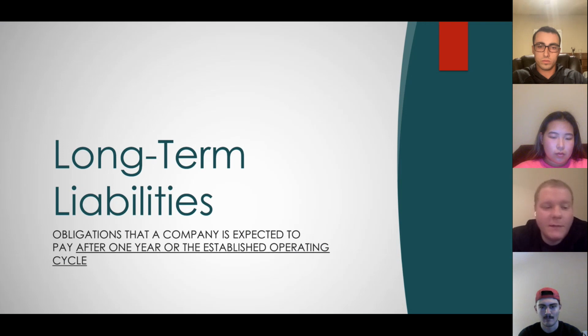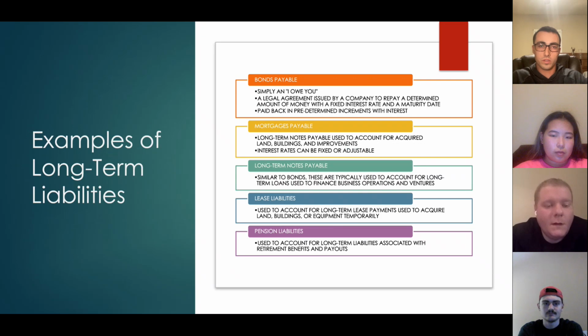Next up, we have long-term liabilities. These are obligations that a company is expected to pay after 1 year or the established operating cycle. Some examples we have are bonds payable. These are simply like a legal agreement, like an IOU, that one firm would issue to another company or firm. They're typically always paid back in predetermined increments with interest.